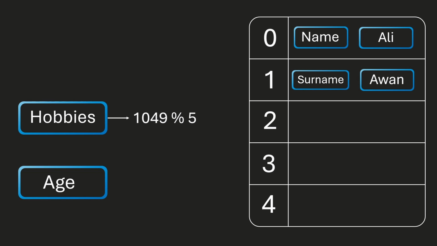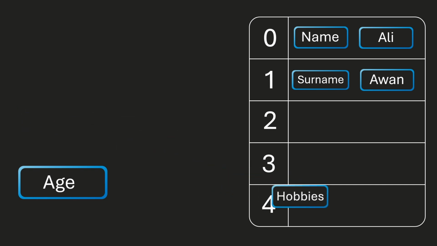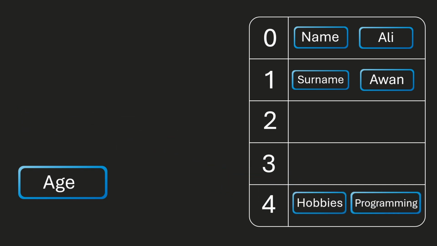And I run modulus 5 on it, and then I get an index of 4, right? So I put hobbies at index 4. So we also put the key there. Now let's do age. Let's say we hash age and we get 9425 as the hash. I run modulus 5 on it, then I get a hash value of 0.